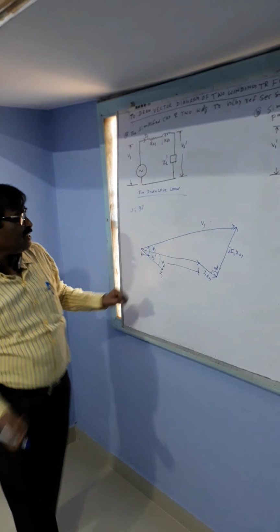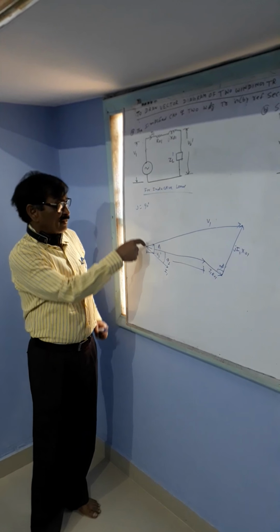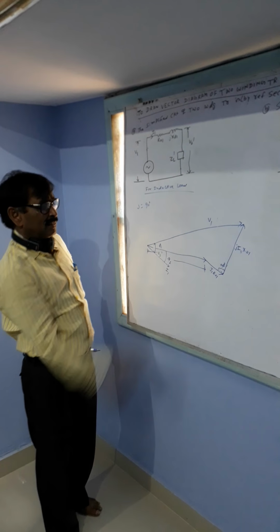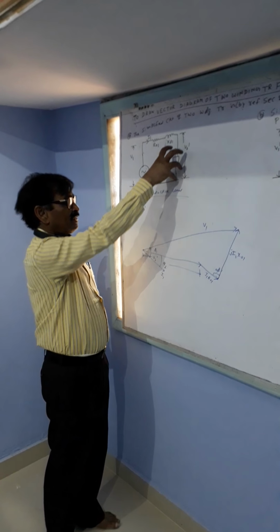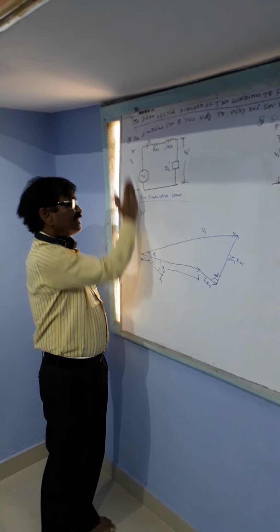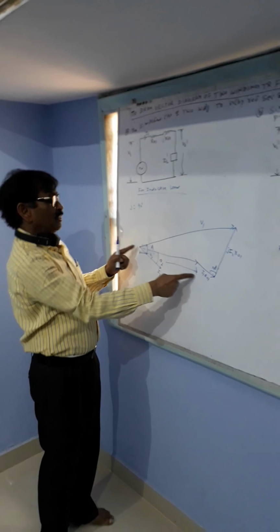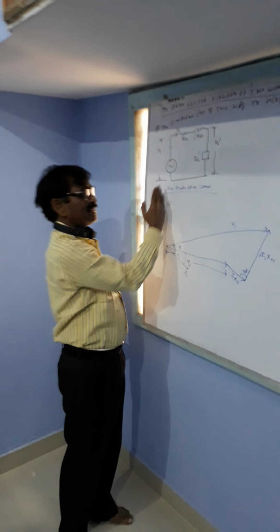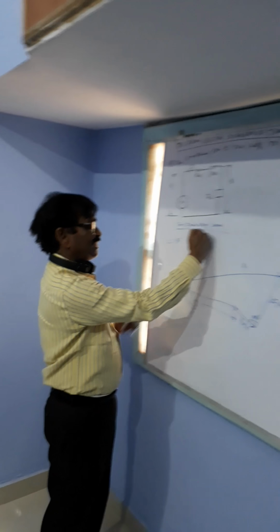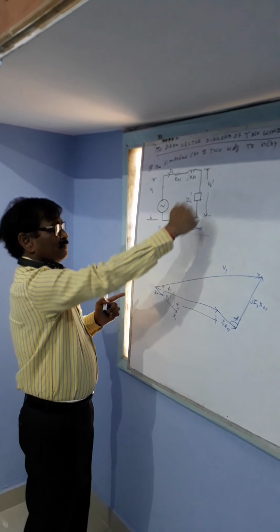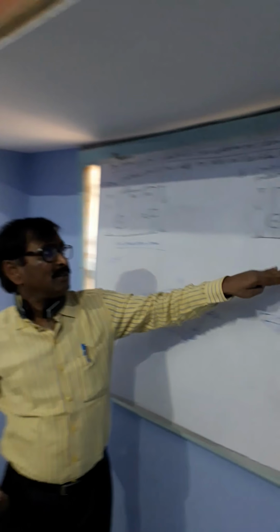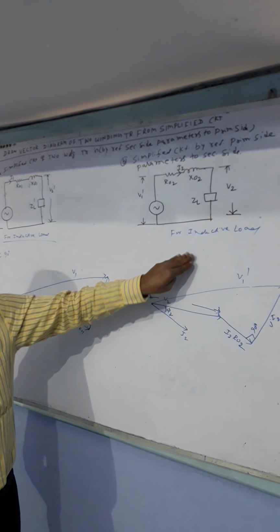Similarly, for purely inductive load, I1 will be lagging behind this V2 dash by 90 degree, and the same process will be repeated. For purely capacitive load, I1 will be leading from V2 dash by 90 degree in this direction. I1 R01 will be in this direction, I1 X01 will be in this direction, and the meeting point of these two will be V1, and the same process will be repeated for this also.